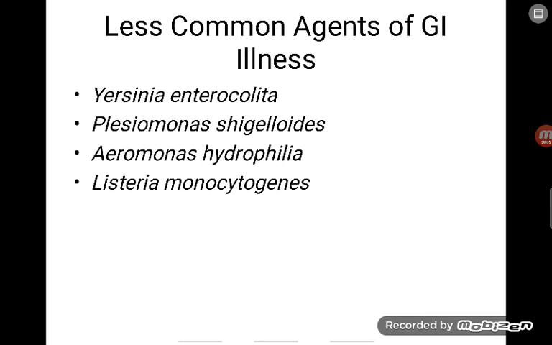Less common agents of GI illness include Yersinia enterocolitica, Plesiomonas shigelloides, Aeromonas hydrophila, and Listeria monocytogenes. These four bacteria may cause diarrhea, but they are less common than the other causes of diarrhea mentioned before in this lecture.